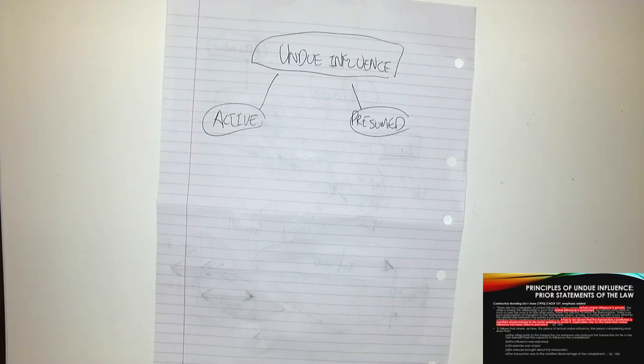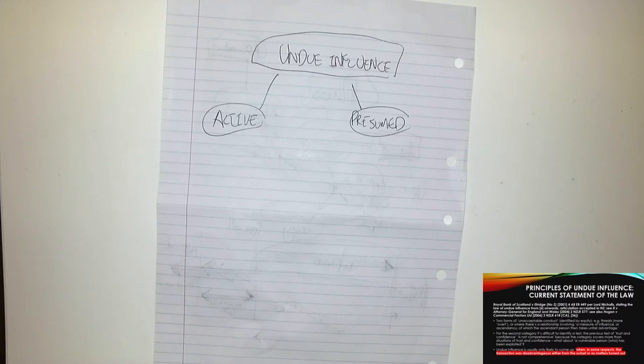Now on the slide, I've put a prior statement of the law just for you to get a sense of what this area of law is about. It's about taking advantage or unfair advantage or unconscientious use, etc. But contractors bonding and SNE is no longer the prime statement of the law. It's just an illustration of the feeling or the vibe of undue influence. The statement of the law is from a case called Royal Bank of Scotland and Etridge from the UK House of Lords, which has subsequently been approved in New Zealand.